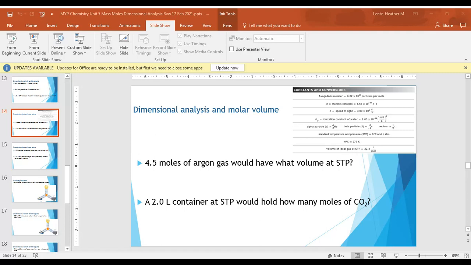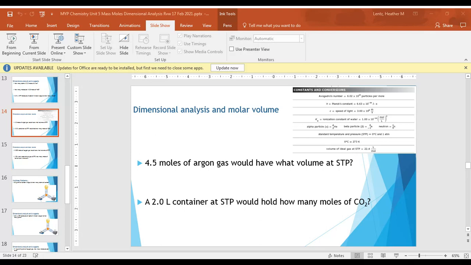Go down, down, down. Here, volume of an ideal gas at STP. So we're going to use this number, 22.4 liters per mole. So there's 22.4 liters in every 1 mole of an ideal gas. It's kind of a weird word for chemistry. Nothing is actually ideal, but we pretend like gases are ideal so that we can actually use this number.